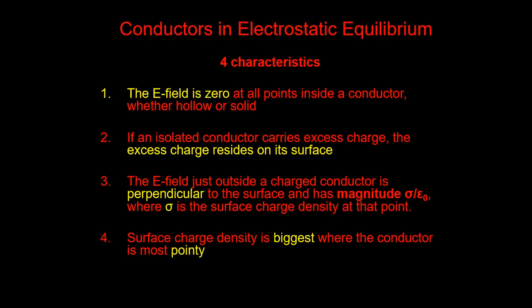Finally, number four, we'll have a surface charge density which is biggest where the conductor is, and this is most unscientific, most pointy. So if we think about something like an electron microscope, it actually employs an extremely sharp point. That's because it can concentrate more charge in something that comes to a very fine point than it can in something that comes to a blunt or flat point. So very, and I hesitate to use this, pointy things have more charge concentrated within them at that particular point due to their geometry.